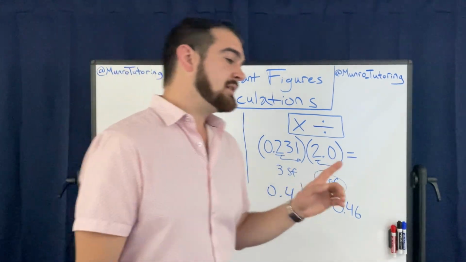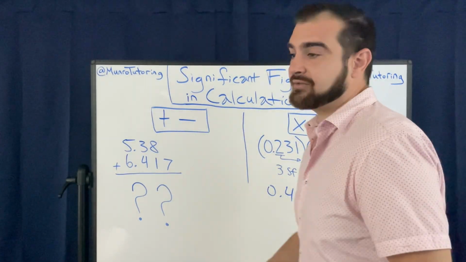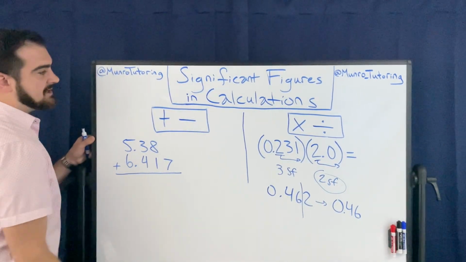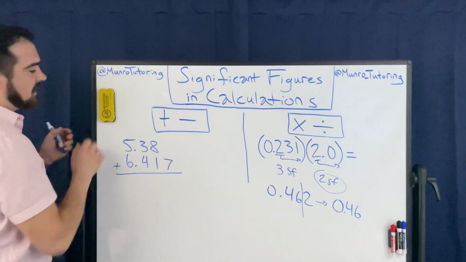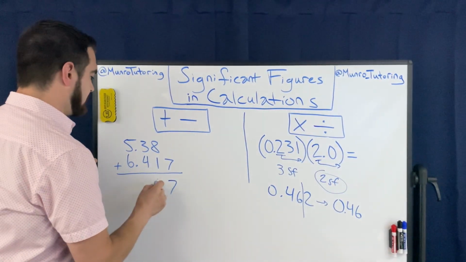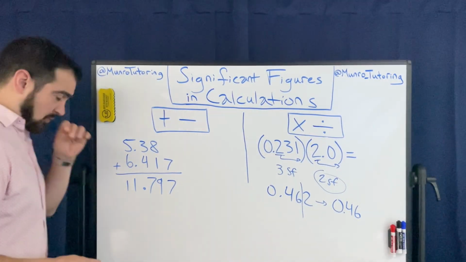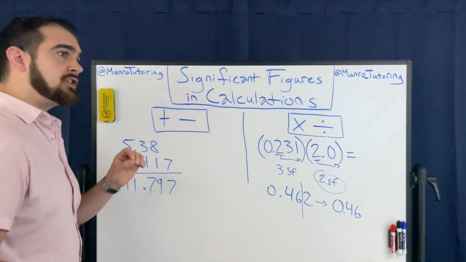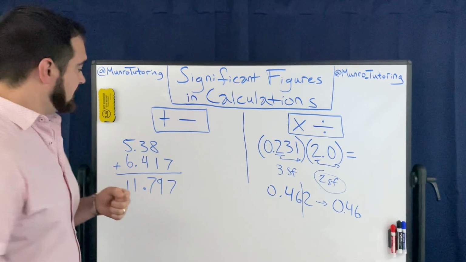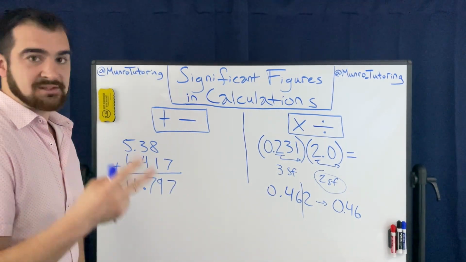So now let's review addition and subtraction. And so in this case, we have a very different rule. It's not about the number of significant figures that is given, it's about the number of decimal places. And so let's add this up first. And so we get 7, 9, 7, and 11, right? So we're not going to go by sig figs now. We're going to go by the least number of decimal places from the given values, right? And so this has 3 decimal places, that has 2. So our final answer is going to have 2 decimal places.